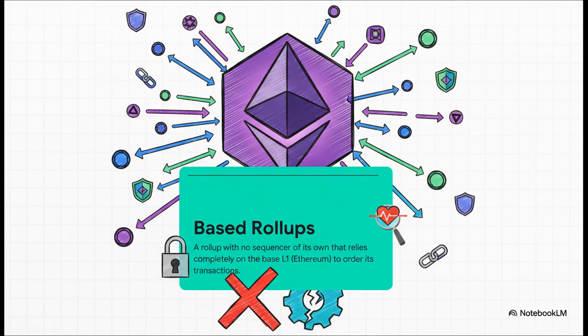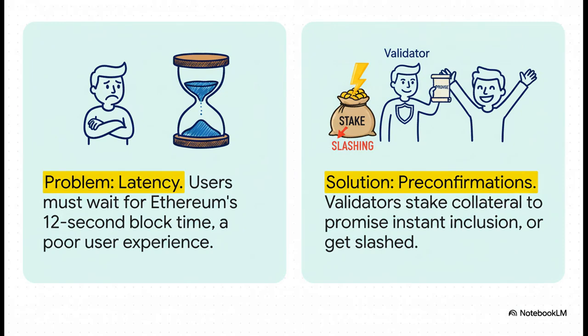And now for the most radical idea of the bunch, based rollups. The philosophy here is incredibly simple. Why bother building a brand new sequencer with all its complexities when the most secure and decentralized one in the world, Ethereum, already exists? So a based rollup has no sequencer. It just outsources the whole job to Ethereum. This gives it unbelievable security, but it comes with one pretty big catch. And that catch is speed, or, well, the lack of it.